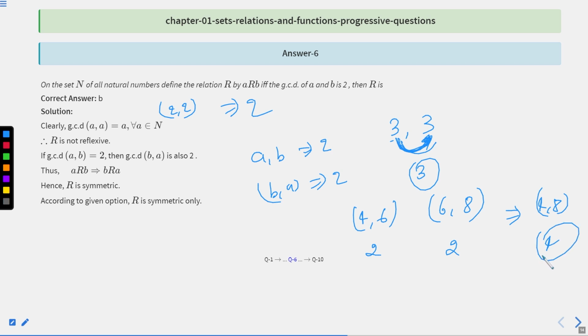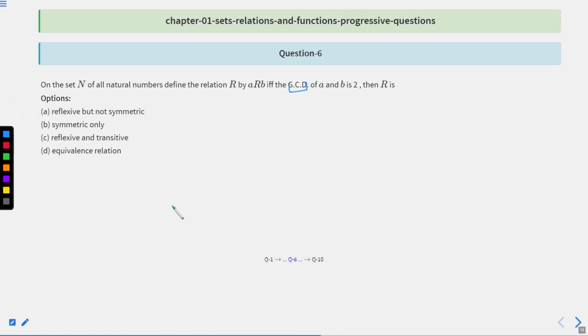So it is not transitive also, because (4, 6) is occurring, (6, 8) is occurring, but (4, 8) is not occurring, right? Clear? So it is not transitive. So R is symmetric only. So option B is the right choice.